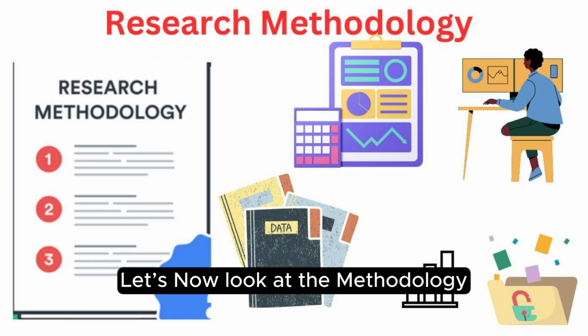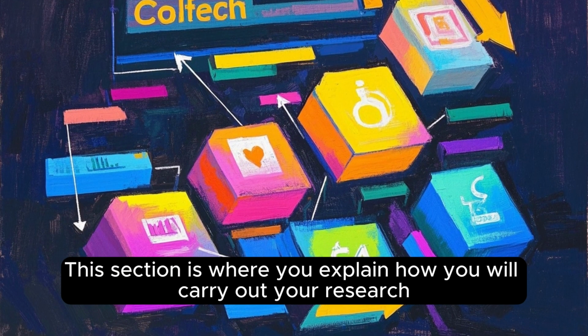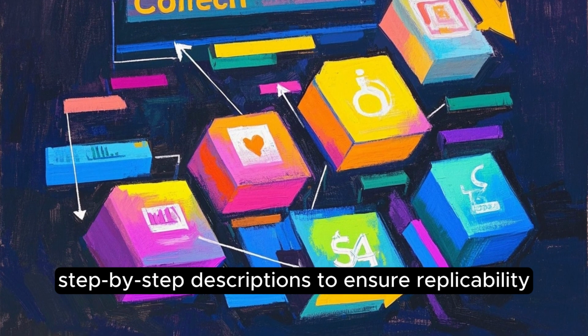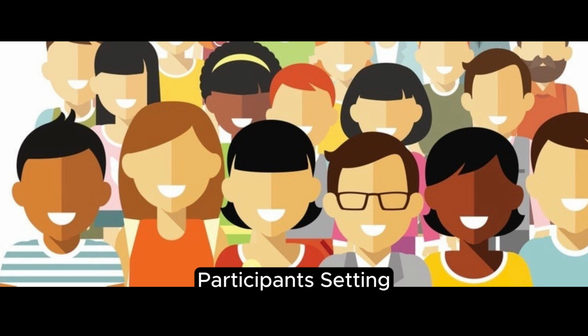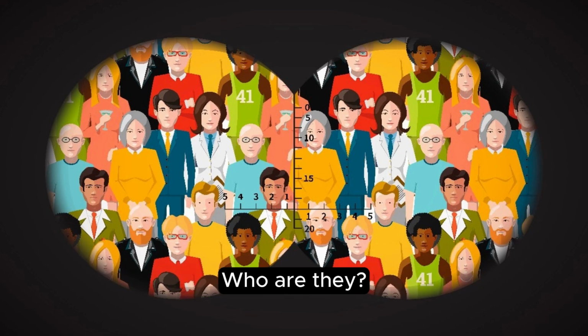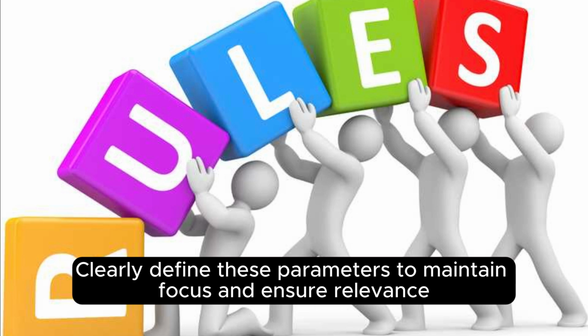Let's now look at the methodology. This section is where you explain how you will carry out your research. Include detailed step-by-step descriptions to ensure replicability. Consider the following components: participants and setting. Describe your target population. Who are they? Where are they located? What are the criteria for inclusion or exclusion? Clearly define these parameters to maintain focus and ensure relevance.